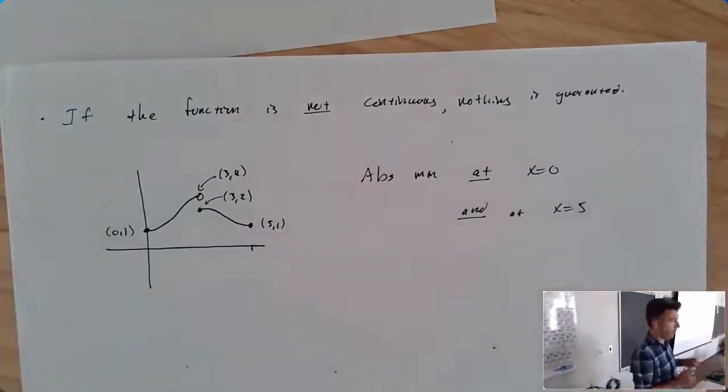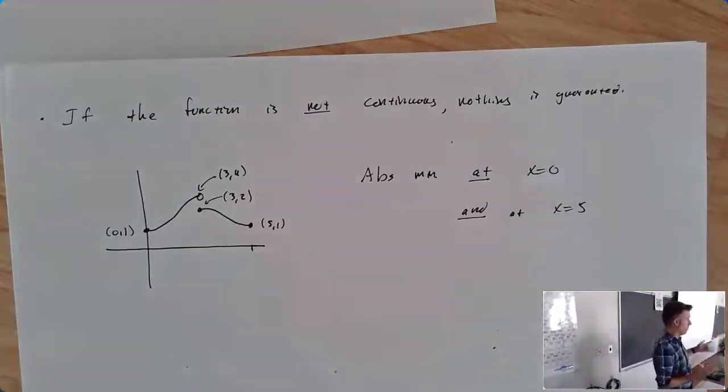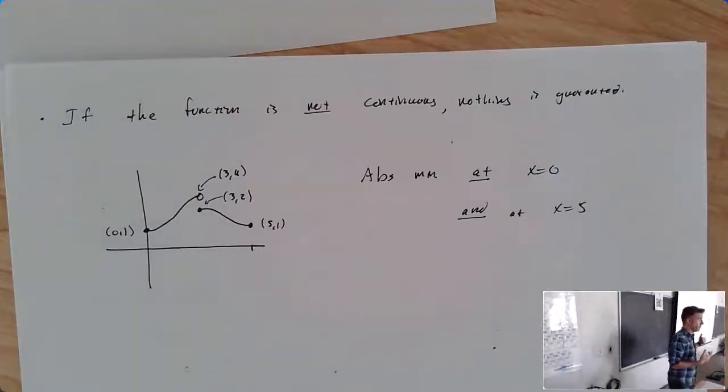Something to be careful about just in general. People ask for absolute minimum, maximum, or relative minimum, maximum in two different ways. They can either ask you where it is. So this function, the absolute minima are at x equals 0 and x equals 5. Or they can ask what it is. And this function has an absolute minimum of y equal to 1. So the points occur at the x value with a value of the y value.